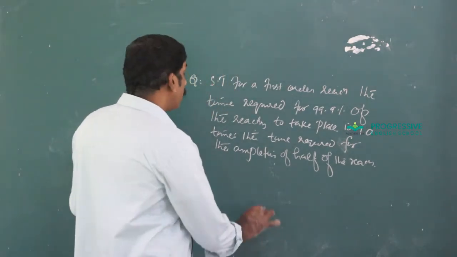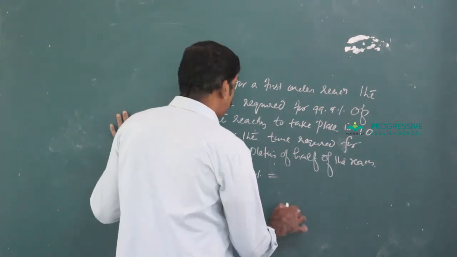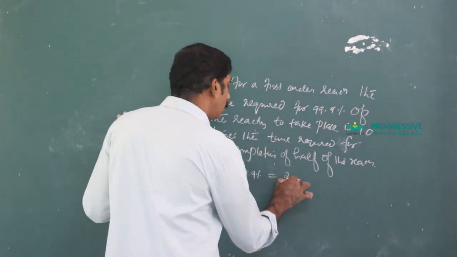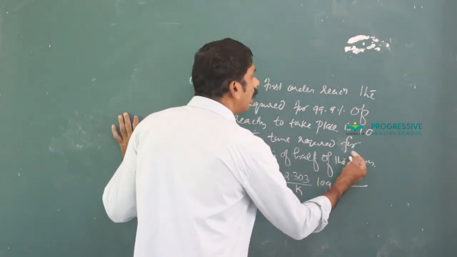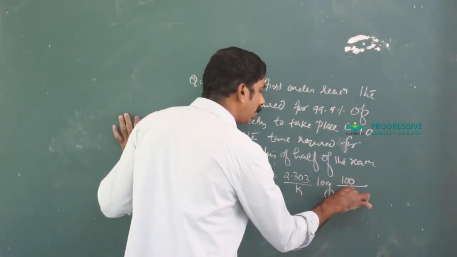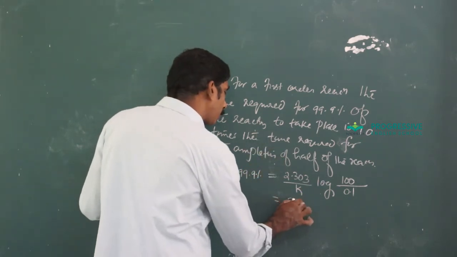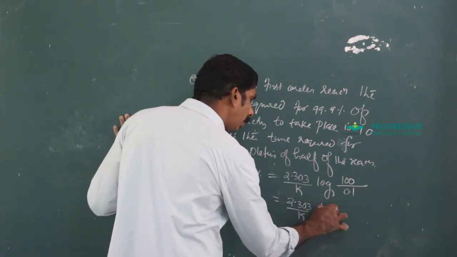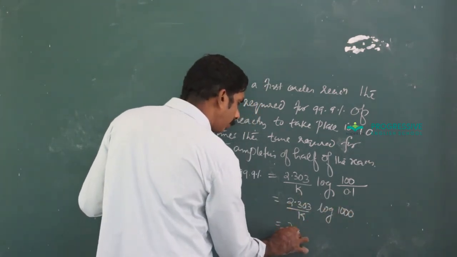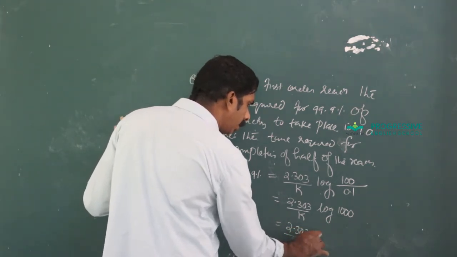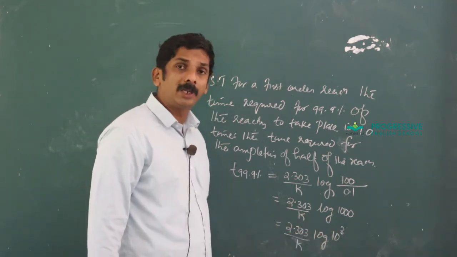Two equations. t 99.9% equals 2.303 by k log, that is initially 100 and 99.9% completed means it is 0.1. 100 by 0.1 means 1000, and 1000 is 10 raised to 3. That is 2.303 by k log 100 by 0.1, which is 1000, that means 10 raised to 3. So 2.303 by k log 10 raised to 3, and log 10 raised to 3 means 3 log 10.